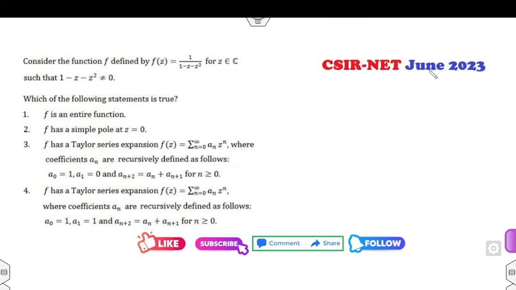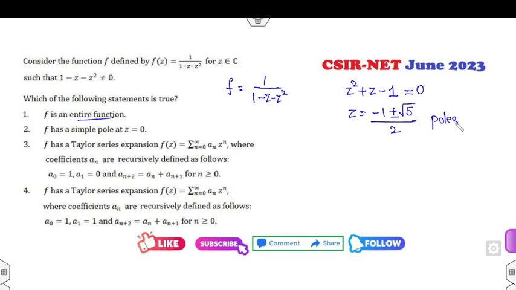Okay, so a recent year paper, again you can see it's a recent year paper. I solved it the same way. The function is 1 over z minus z square. Is the function entire? Clearly it is not entire, because I can easily find the poles of this function. These are my minus b plus minus square root of b square minus 4ac over 2. These are my poles. So once there is a pole, it is not entire.